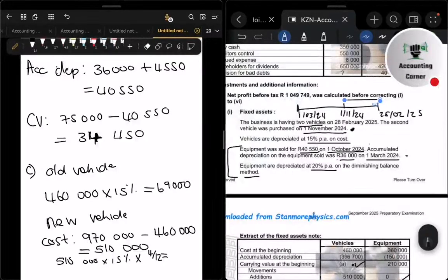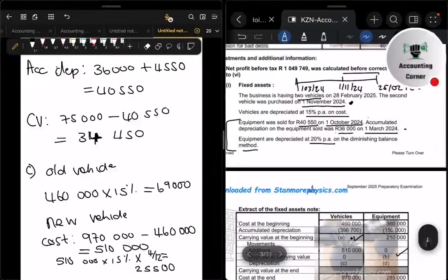So let's count. 510,000 multiplied by 15% multiplied by 4 divided by 12, or 4/12. And that should give you 25,500. So that's the depreciation for the new vehicle. Now in the question, since we're doing the fixed asset note, we need all of the depreciation for vehicles. So we'll add 69,000 plus 25,500.